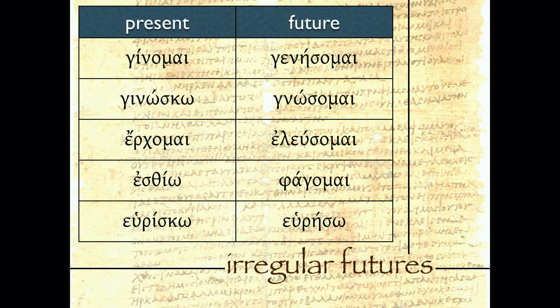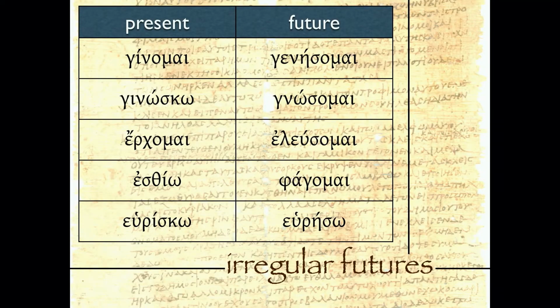Erkomai is one of these that's very common, but also quite irregular, so it's better to learn eleusomai, I will go, as its own verb instead of trying to figure out a way to remember that these two are connected. It might be better just to learn it as its own vocab word. Same thing with esthio becomes phagomai in the future. The trick with that one is that there's no sigma there. So again, learning it as a future, I will eat, is important.